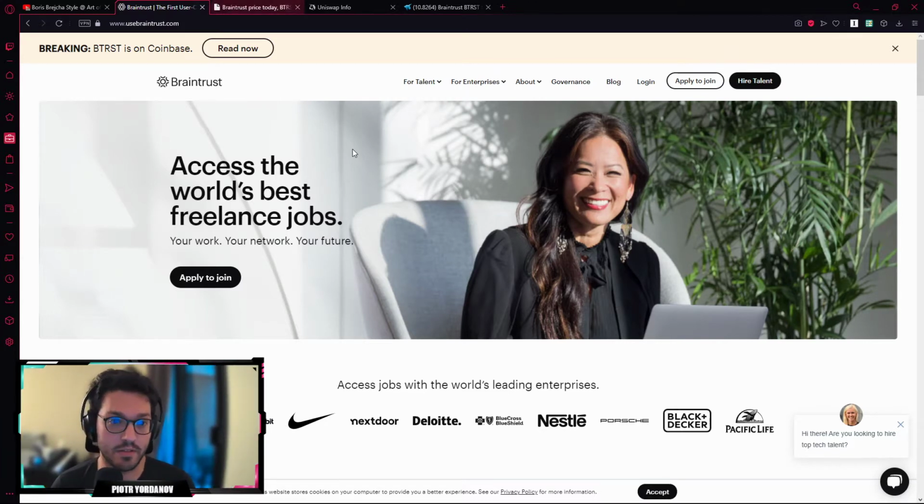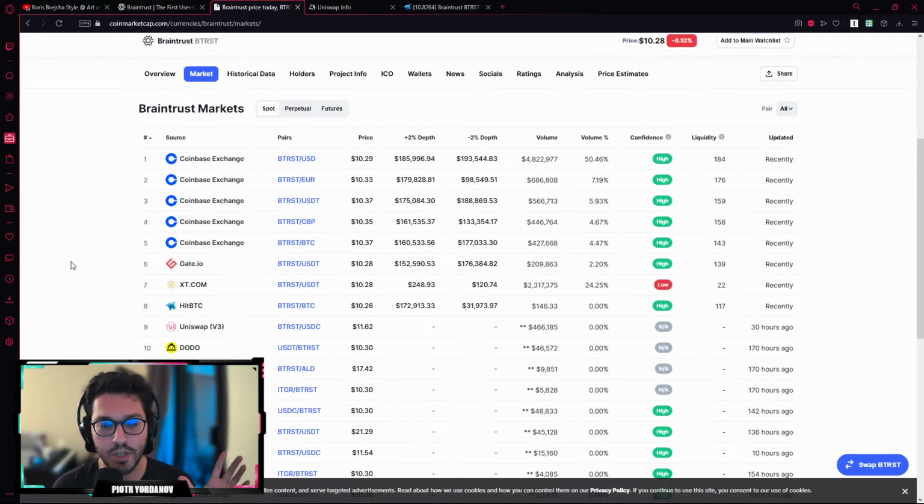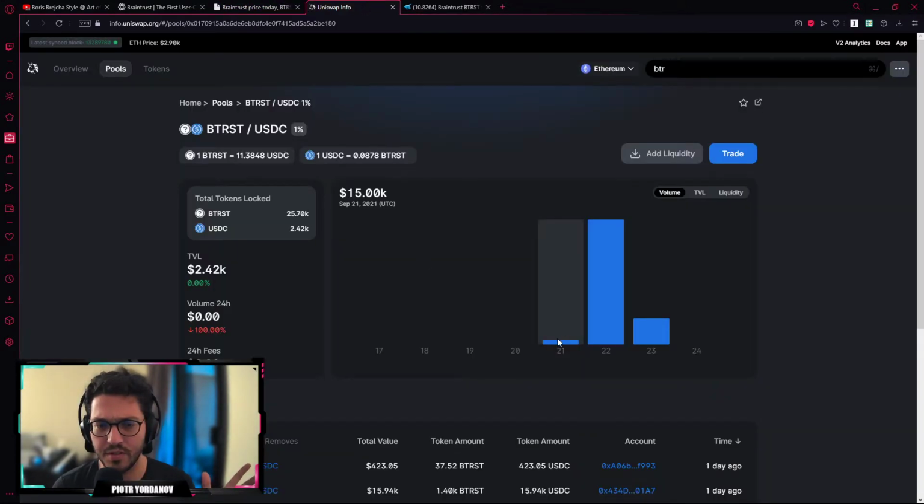do technical analysis on it. So first of all, let's just see this BrainTrust. We're on CoinMarketCap. We cannot trade it everywhere. I've tried most of these links, and they just don't work. It's only available on Uniswap. As you can see, it was actually released on the 21st of September. That's literally 3 days ago.